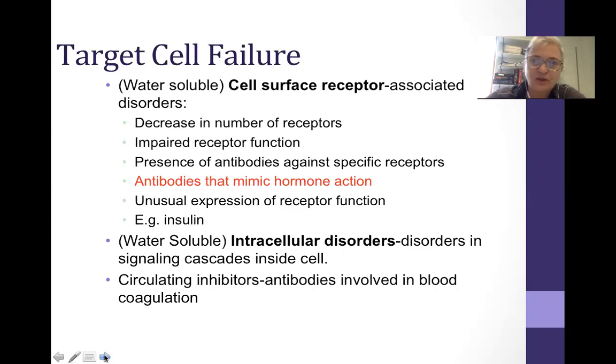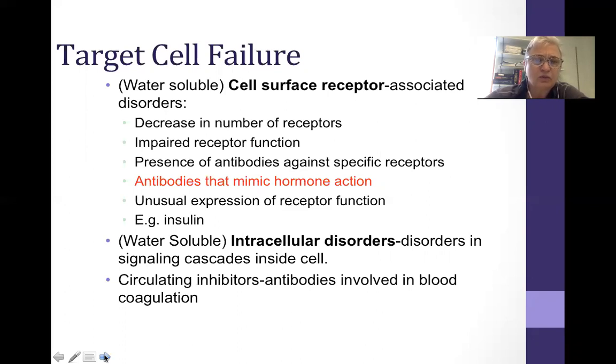Of course, there could be bad proteins. You could also have antibodies that are attaching to or acting against those specific receptors. You have antibodies that mimic some hormone action, or unusual expression of receptor function. Insulin is a bit of an example there. But anyway, those are just some ways that the cell surface receptor could be modified. And most of them, we're talking about water-soluble hormones here.